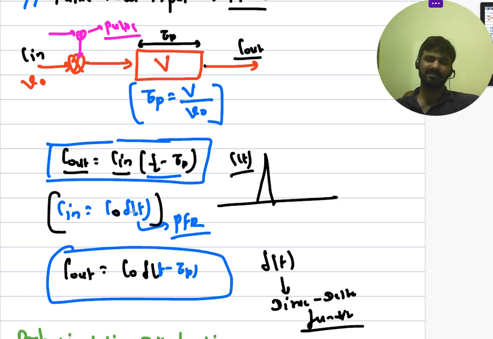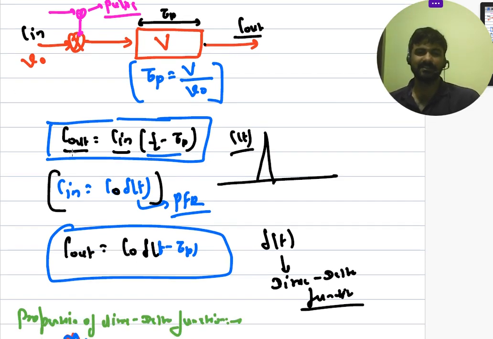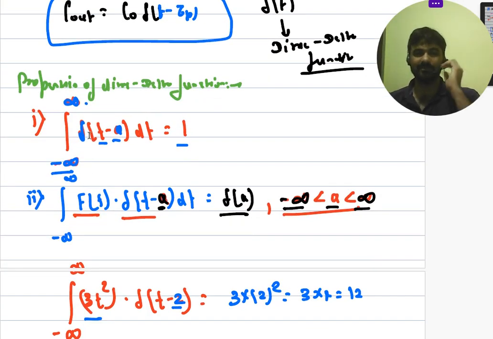So C input is, let's say, C naught delta t, like a Dirac delta function, because we are injecting a pulse tracer input. So pulse tracer input can be very well defined in terms of the Dirac delta function. Is that clear? Okay, great. So here you can see that C output is equal to C naught delta t minus tau p. When I'm talking about the properties of the Dirac delta function, that is very important.